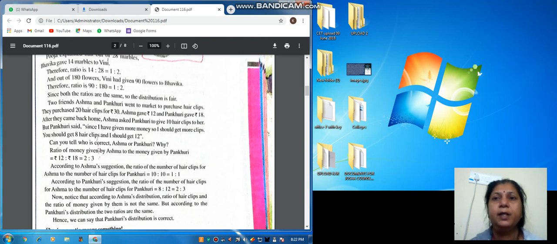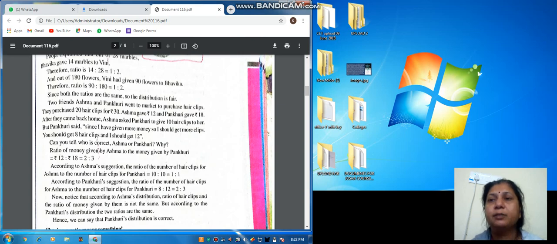We are clearing the concept of proportion. I have taken the third example, that is Ashma and Pankhuri. They have taken 20 hair clips for 30 rupees. Ashma gives 12 rupees and Pankhuri gives 18 rupees. Now the ratio of money given by Ashma to the money given by Pankhuri is 12 as to 18, that is 2 as to 3.